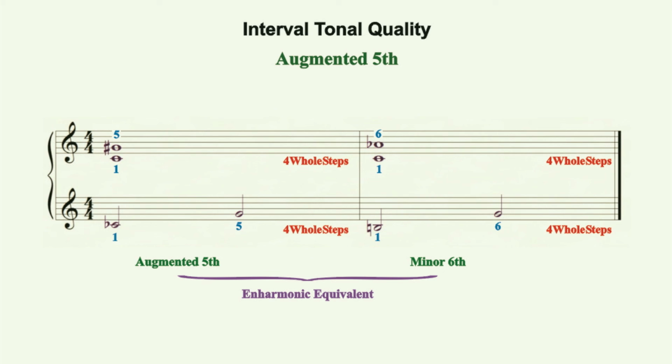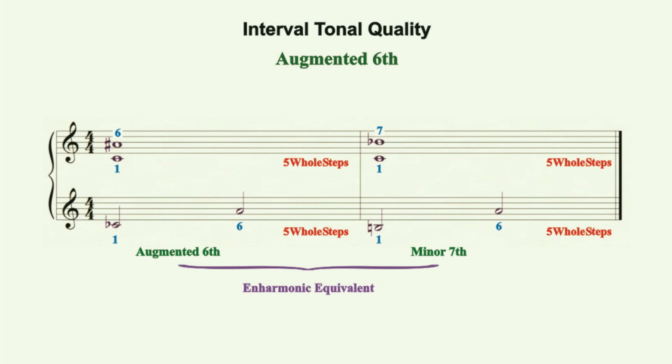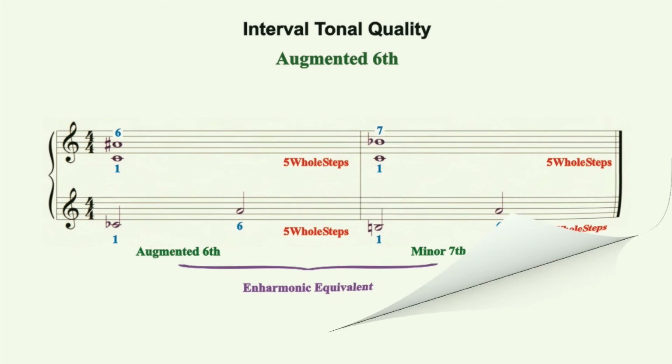An augmented fifth is enharmonically equivalent to a minor sixth, both of which are separated by 4 whole steps. Increasing the pitch distance of a major sixth by 1/2 step by raising the A to an A sharp, as in the upper illustration, or by lowering the C natural to a C flat, as in the lower illustration, gives us an augmented sixth. Any augmented sixth is enharmonically equivalent to a minor seventh. Both have a pitch distance of 5 whole steps.